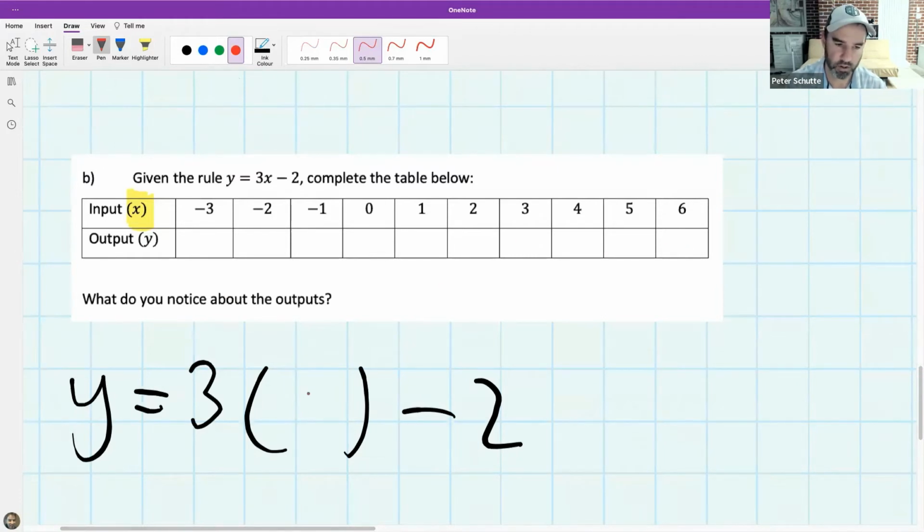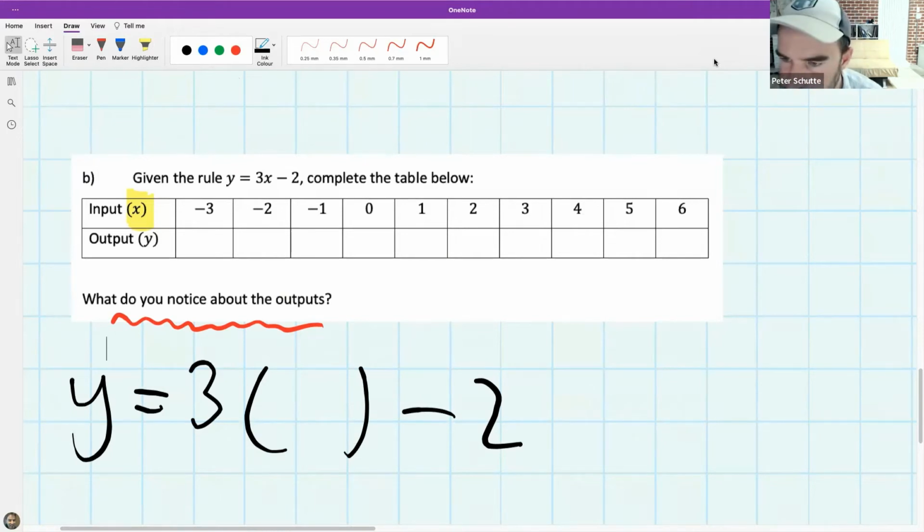So what I want you to do is fill in these missing values. And then I also want you to think about what do you notice about the outputs? And is my little shortcut, not shortcut, all the patterns that we've seen before happening again? Okay, over to you guys. Okay, what do you guys think?